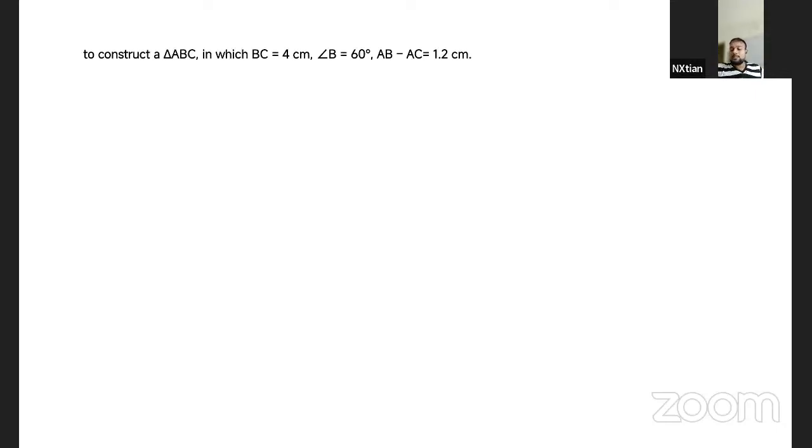Okay, now to construct a triangle ABC in which BC is this, and this is this, and this is this. Now, remember one thing, because in the question a difference is there, so it will be a little bit different. First of all, we'll draw the rough diagram. So I'm making the rough diagram for you guys. This is B and C. This is 4 and this is 60.